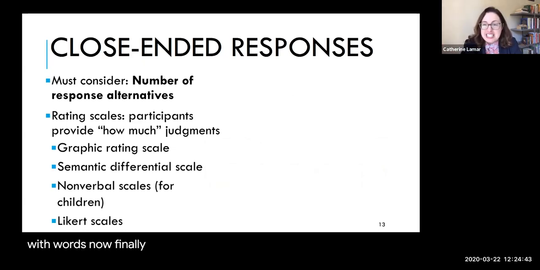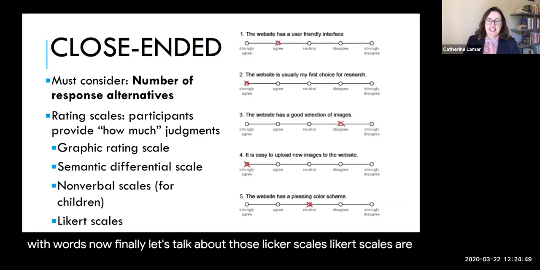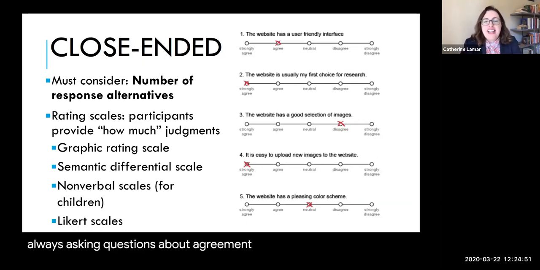Now, finally, let's talk about those Likert scales. Likert scales are always asking questions about agreement. Again, Likert scales always ask about agreement. That means that any question that you have seen or any question that you create that asks participants to agree, or disagree, or strongly disagree, those are Likert scales.